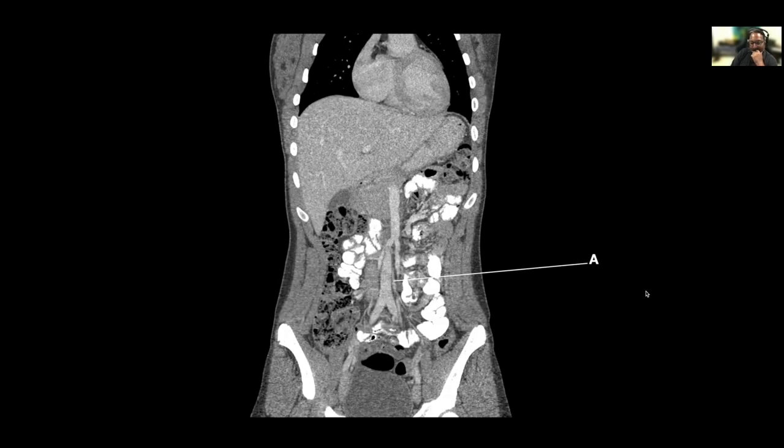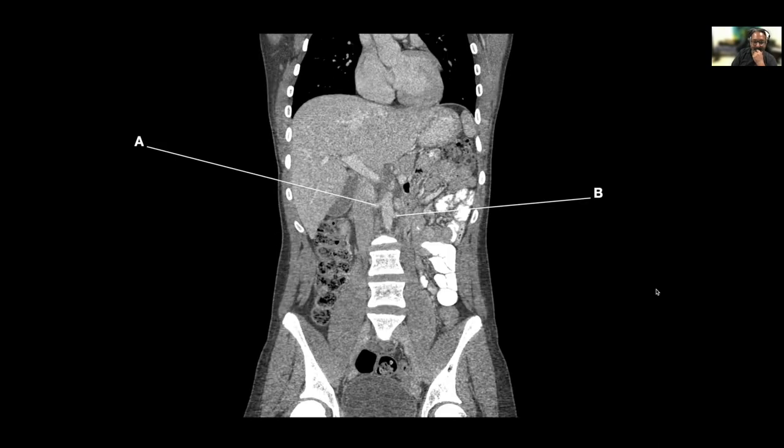Now, what is that one? I'm sorry, I actually forgot to demonstrate that. I have demonstrated this artery, but not in this view. Yes, that is the inferior mesenteric artery. Well done. Correct. And that is the IMA. And this is the superior mesenteric vein.